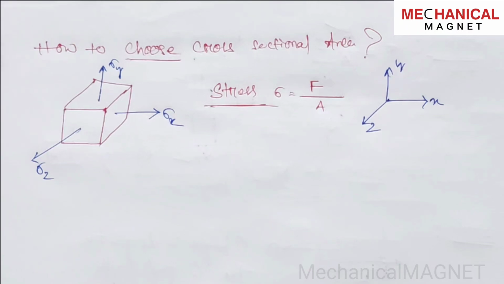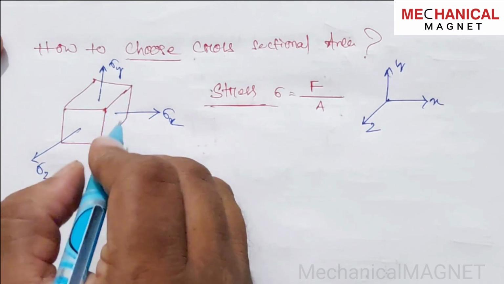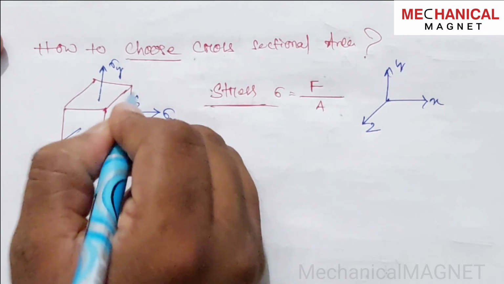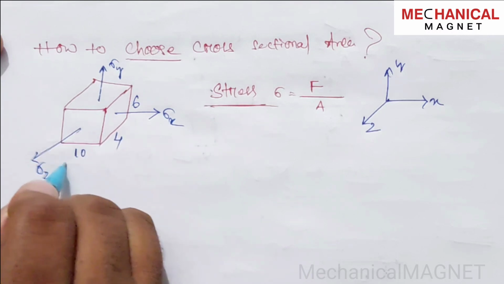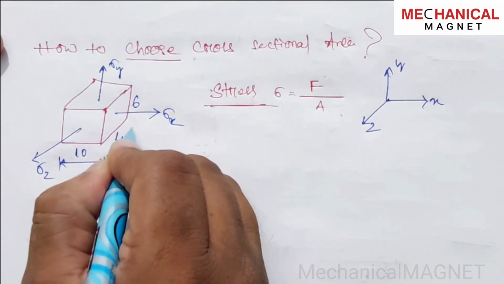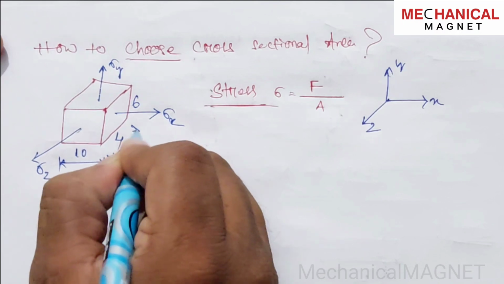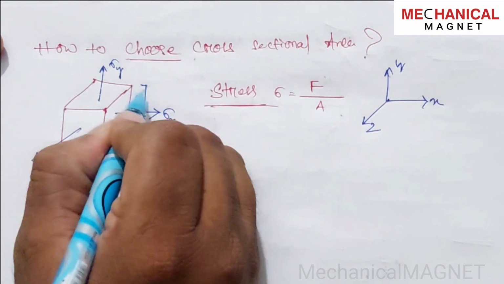Okay, so how to choose the cross-sectional area? Suppose its dimensions, length and breadth, you can see here, this is 6 and this is 4 and this is 10. Okay, so this measures 10, and from this side to this side it measures 4 cm, and from this to this here it measures 6 cm.